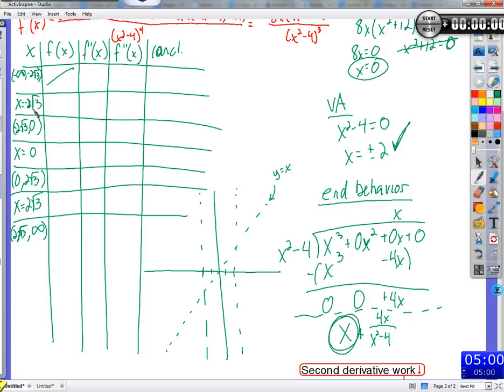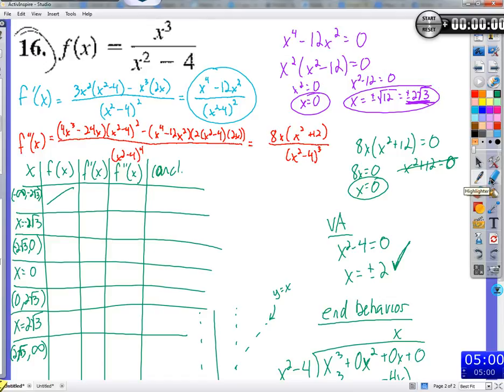We come here, x equals negative 2 root 3. So let's figure out what f of x equals when x equals negative 2 root 3. Do we know that? We don't know it. We're going to have to calculate it. Because in the end, if it turns out to be a maximum or a minimum or a point of inflection, we're going to need to know what the y value of that point is. So let's find that y value.